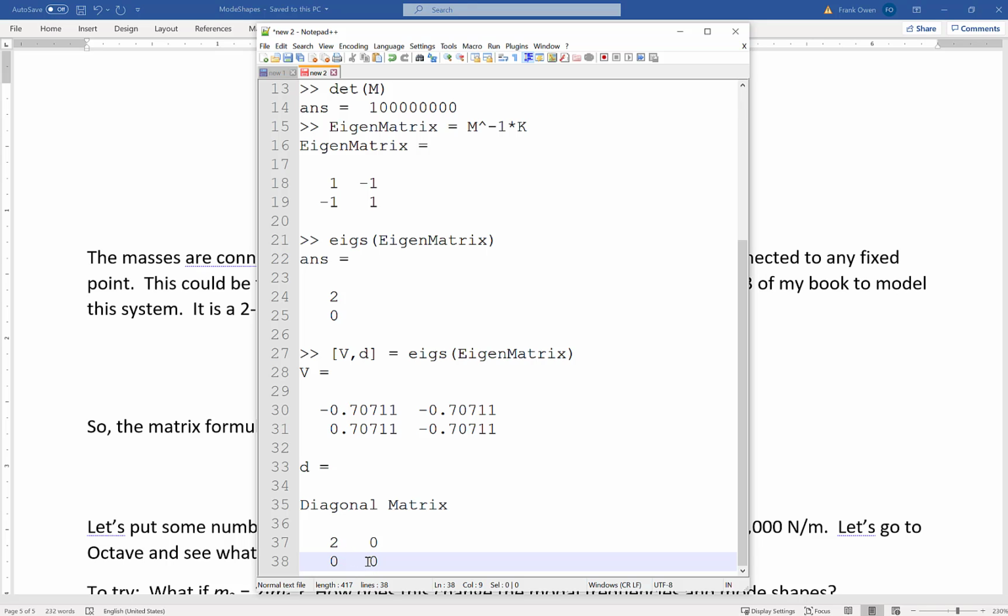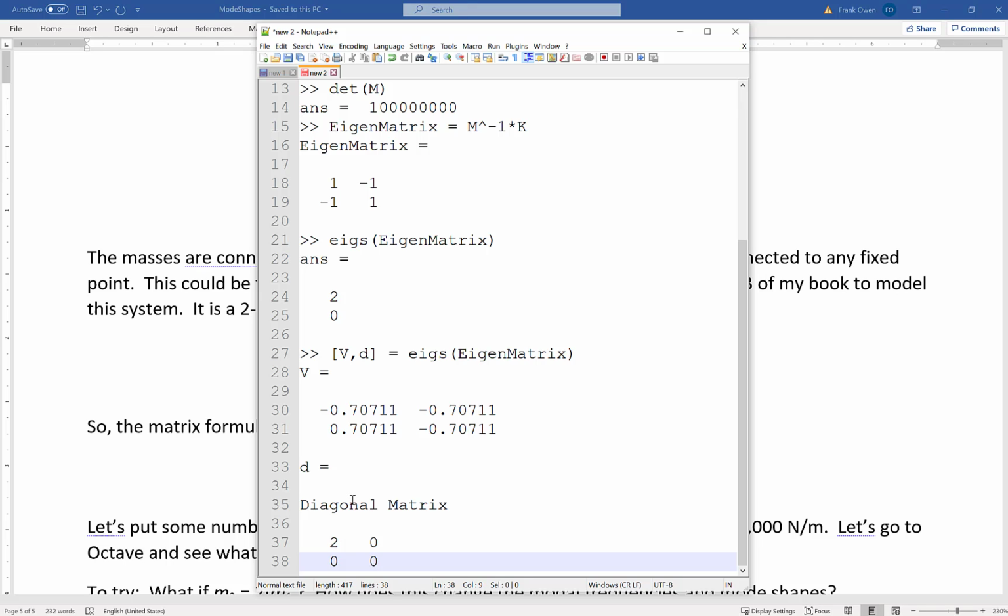Interesting is that our first natural frequency is 0. Now, whenever you see a 0th order natural frequency, that's rigid body motion. You don't have any spring flexibility, and I'll talk about what that means in just a second. Our second natural frequency is actually the square root of 2. Remember that the eigenvalues are the square of the natural frequencies, not the natural frequencies themselves. So our two natural frequencies are 0 and square root of 2 radians per second.